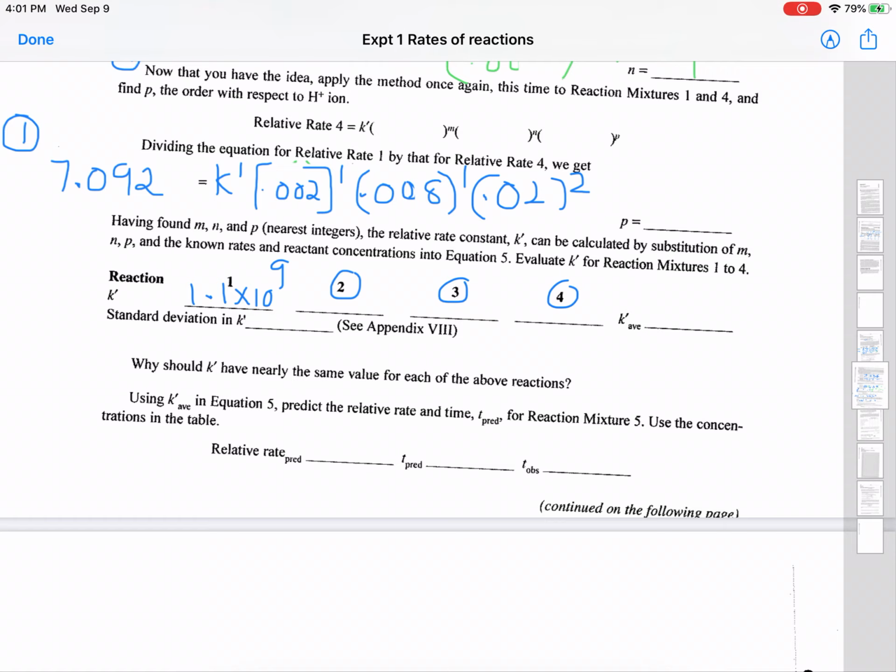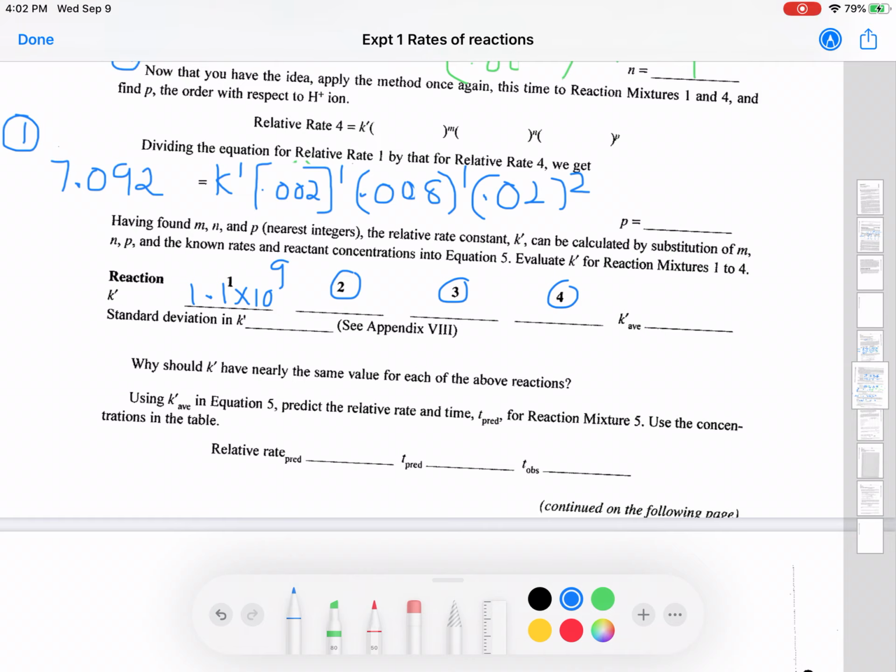Okay, and then it is asking, why should K prime have nearly the same value for each of the above reactions? So what do you think? Well, you will find all of these have at least the same exponent. It may not necessarily be 1.1 times 10 to the 9, but the 10 to the 9 part would be the same, and the other number can change. So what is the reason why they have similar values? Because all of the reactions were performed at the same temperature. Only the rate constant changes if you change the temperature.